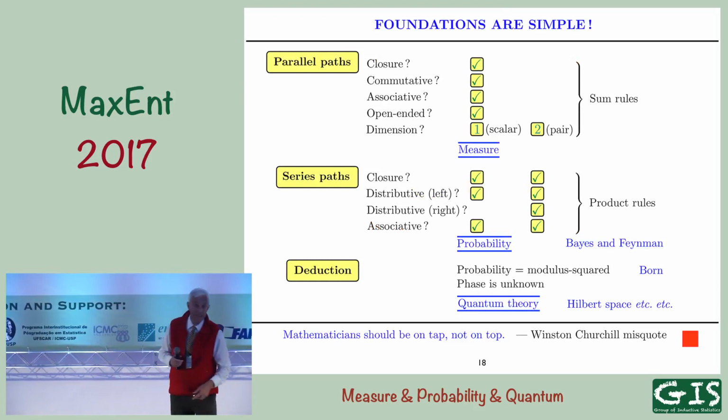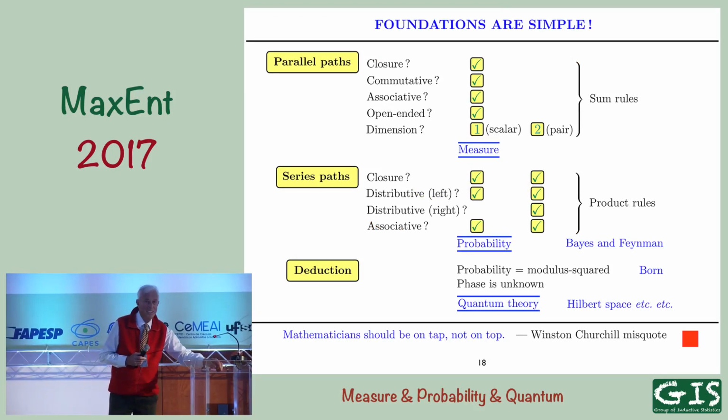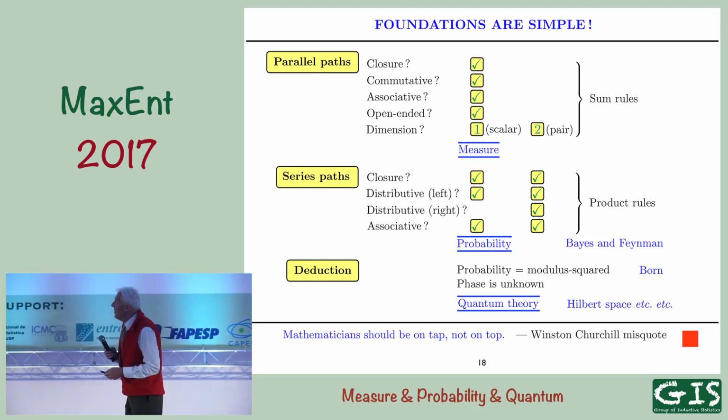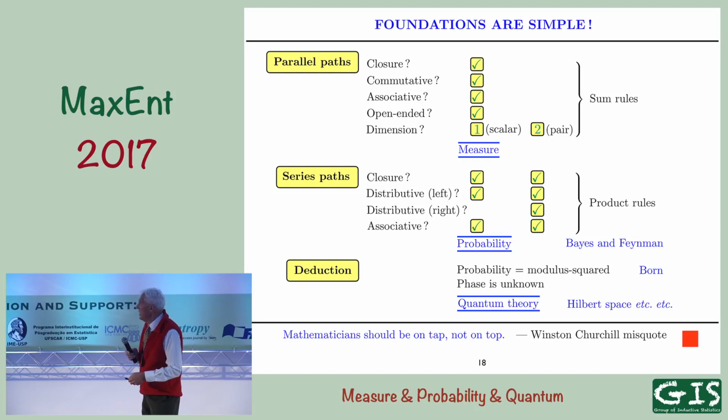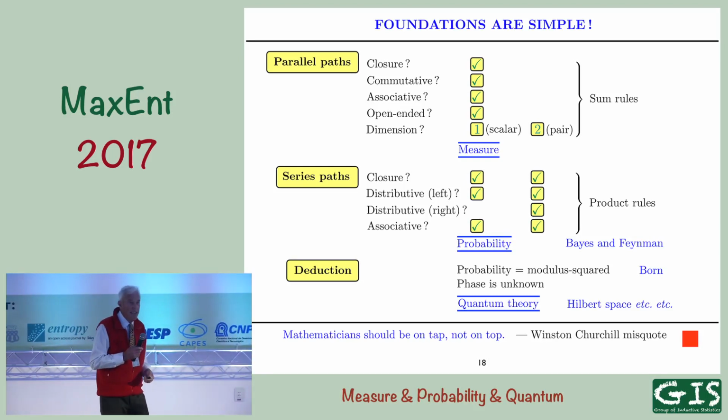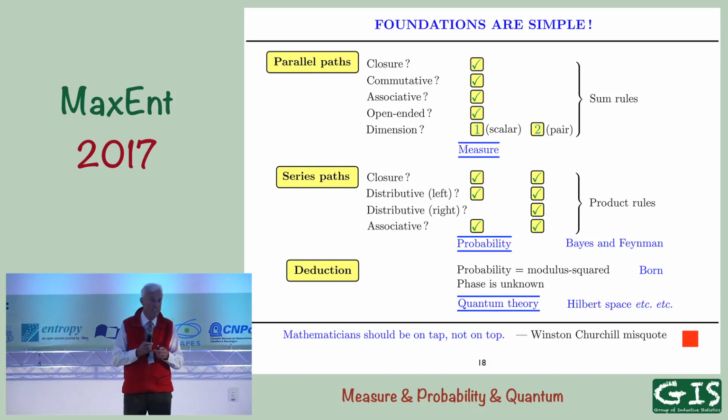So, this is my final slide. I'm trying to go for the fewest slides of any talk in this meeting. Parallel paths, a few simple properties give us some rules. Series paths give us a probability if we're in one dimension, and complex numbers, product rules, give the Feynman over here, so that's Bayes and Feynman. Deduction, inference, logic, whatever you want to call it, gives us the Born rule, and that is the foundation of quantum theory.